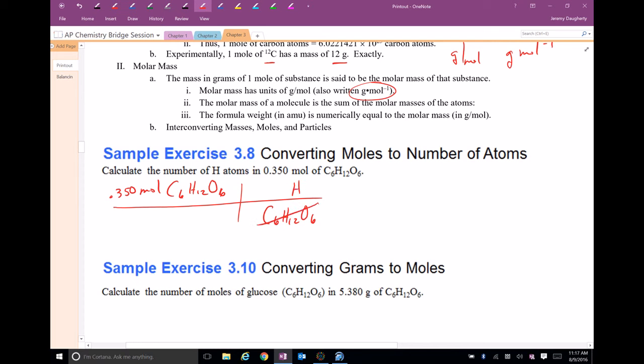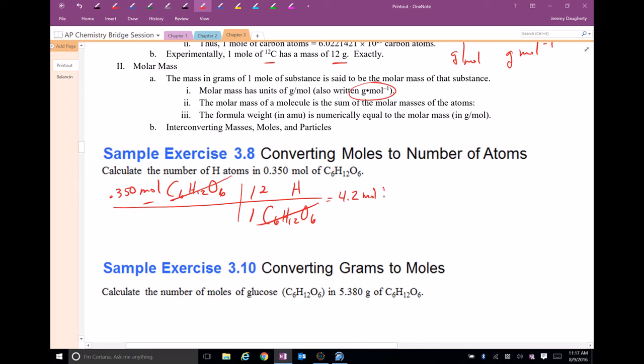What's the relationship between hydrogen and C6H12O6? How many hydrogens, how many C6H12O6s? Yeah, I've got 12 hydrogens for every one of those, right? So I can go ahead and calculate that out, or I can write one big long problem. Doesn't matter as long as I don't round and round and round again. So this gives me 4.2. I didn't touch the word mole, so that's moles of hydrogen.